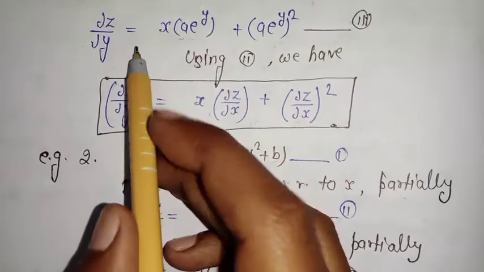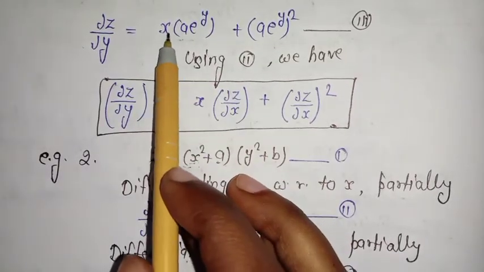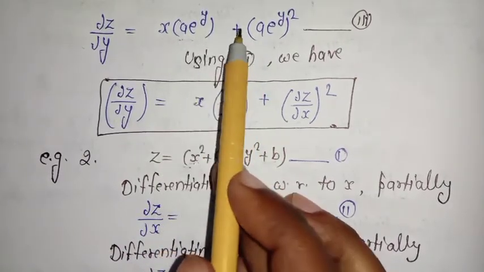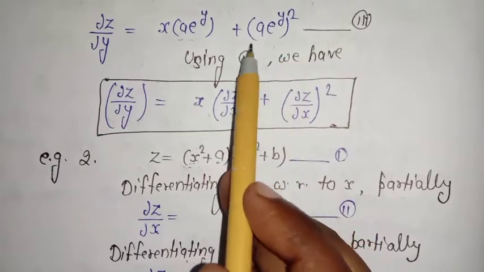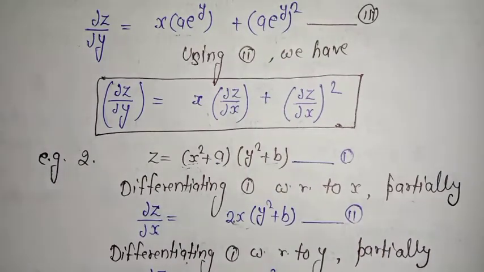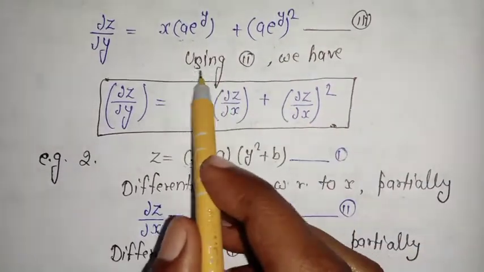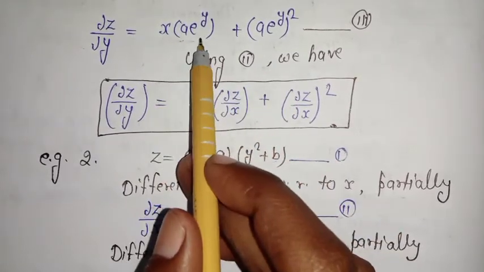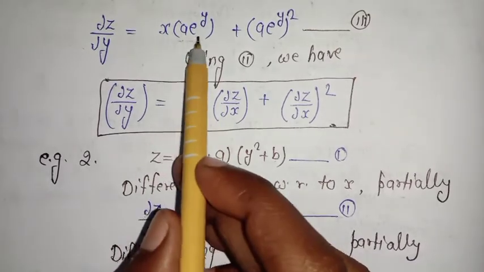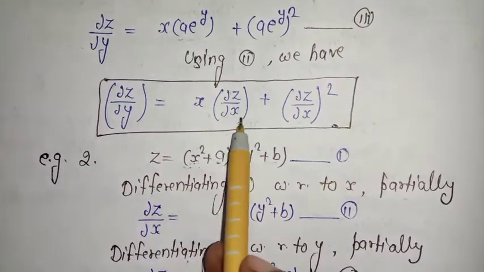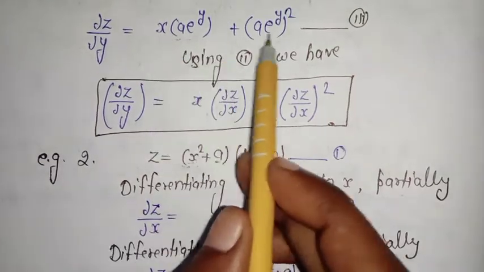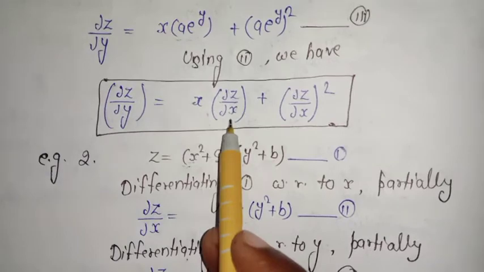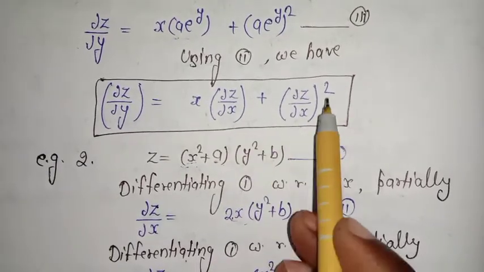Now we can write our equation third in this way. If we take x outside, it becomes a e raised to power y plus (a e raised to power y) raised to power 2, because that was a square e raised to power 2y. Now we use equation number second, that was ∂z/∂x is equal to a e raised to power y. So we can put a e raised to power y as ∂z/∂x, so that equation third becomes ∂z/∂y is equal to x into ∂z/∂x plus (∂z/∂x) raised to power 2.